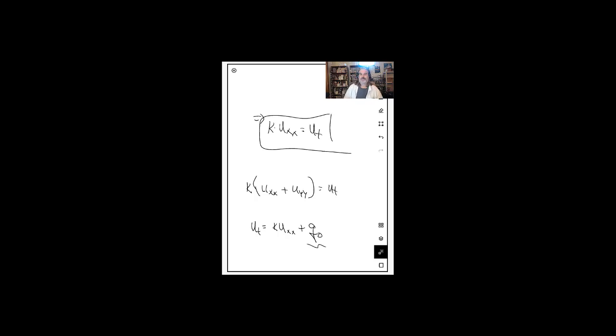And then solving these things becomes so much more fun. So there you go. 15 minutes exactly, heat equation in one dimension.